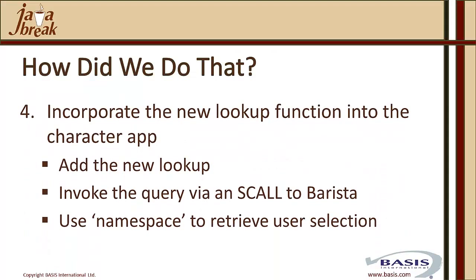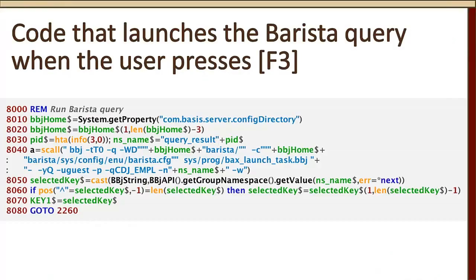The last and final step is the one we covered earlier, incorporating the new lookup function into the character app. That's our 10 lines of code. Add the new lookup, invoke the query via the scall, and use the namespace to retrieve the user selection.